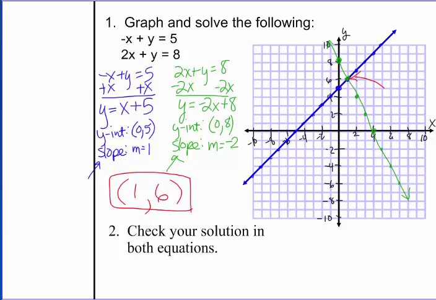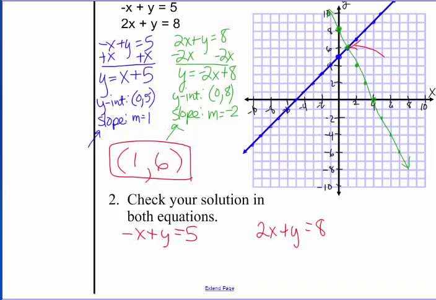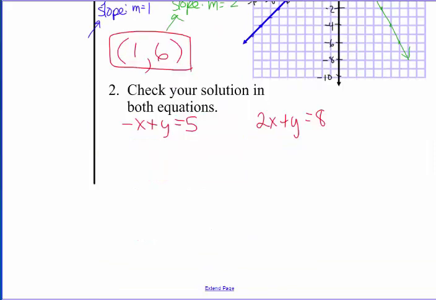That's the solution. Once you get your solution, the next thing you have to do is check to make sure that it works. So we're going to check our solution. When you do the check, you need to go back and check in the original equations, always in the original equations. You cannot use any of the equation steps down here. It has to be in the original. So we have negative x plus y equals 5 is my first equation. My second equation was 2x plus y equals 8. And we're going to check. Not only do you have to check in the original, you have to check in both of them.